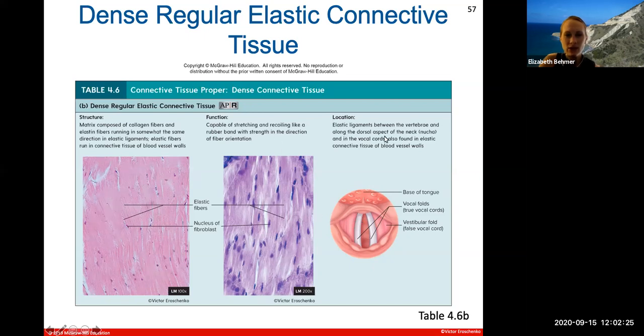Where else? It's located in between the ligaments between the vertebrae, also along the dorsal aspect of your neck. It's also located in your blood vessel walls, specifically in your aorta, which leaves your heart and takes blood out of your heart. This elastic tissue gives the aorta the ability to stretch from all the blood that's leaving the heart.